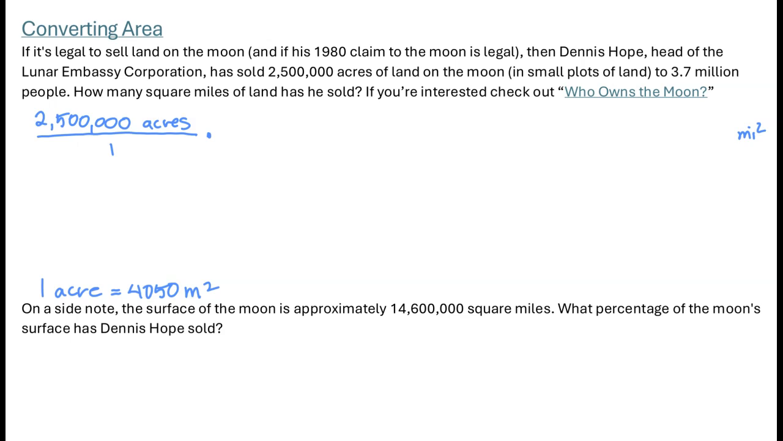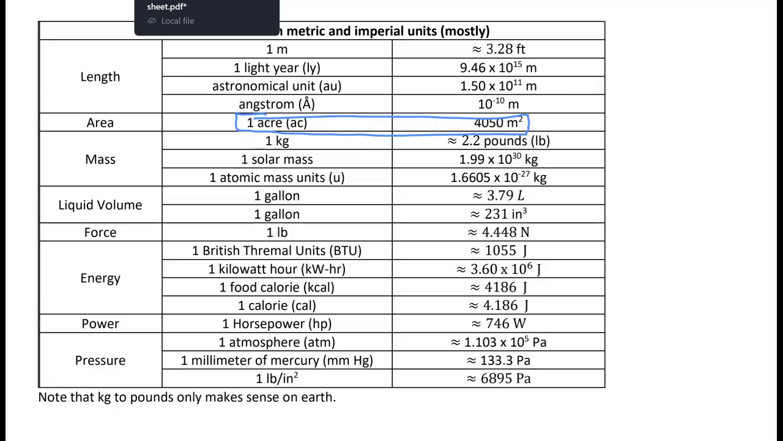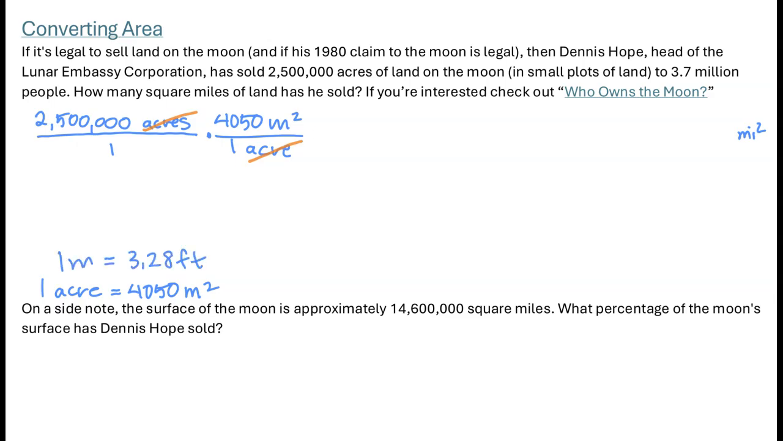All right, so when we build our fraction, we want to cancel acres, so I'll put that on the bottom, and I'll put the 4,050 square meters on the top. Okay, so first step complete. We've now got 2.5 million times 4,050 square meters. We now need to get from meters back into some sort of imperial unit length. So if we go back to our unit conversion sheet, really the only one that you have to work with is this top one right here. 1 meter is about 3.28 feet.